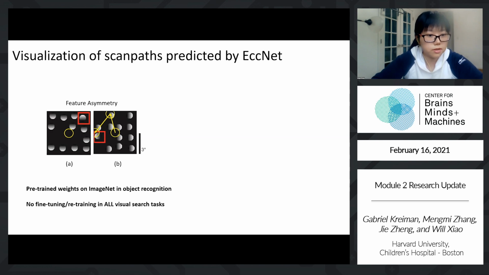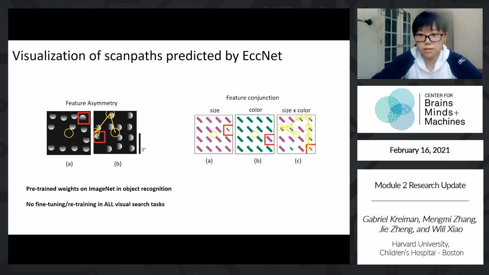This is the visualization of the example scan paths predicted by eccentricity net. If you're looking at subfigure A, eccentricity net starts the search in the center of the image, and then it takes eccentricity net only one fixation to find the target in the vertical lighting condition, whereas it takes the model 3 fixations to find the target in the horizontal lighting condition. Similarly, we could get example scan paths in the feature conjunction search experiment.